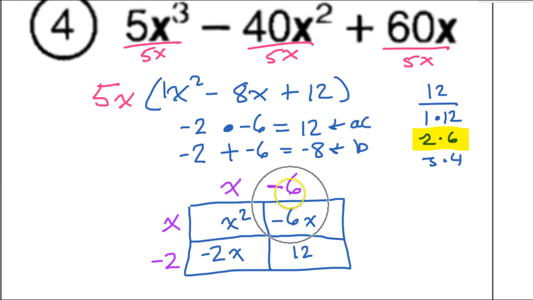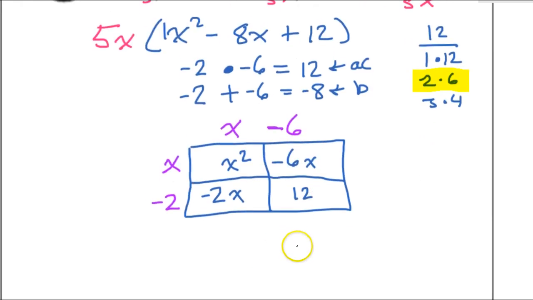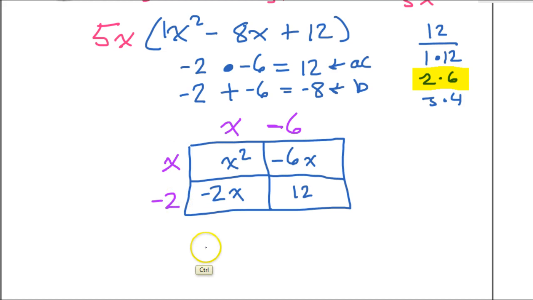So these purple numbers will become the answer. From the left-hand side, I get a factor of x minus 2. Across the top, I get a factor of x minus 6. Bringing down the 5x, I have the final answer.